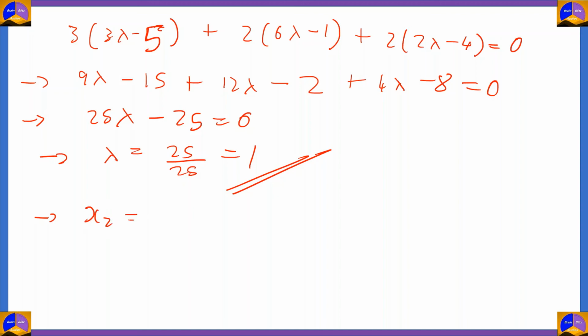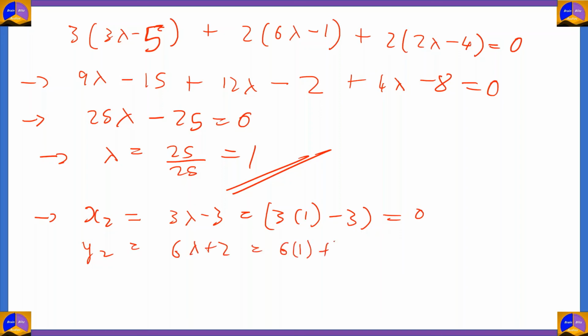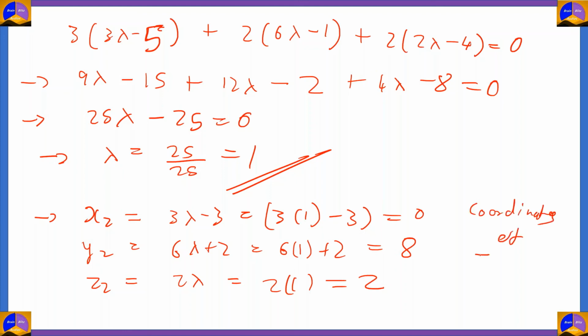So let's plug the value of lambda into the coordinates of T. So x2 is 3 lambda minus 3, which is 3 into 1 minus 3, equal to 0. And y2 is equal to 6 lambda plus 2, that is 6 into 1 plus 2, which is equal to 8. And z2 is equal to 2 lambda, which is 2 into 1, equal to 2. So the coordinates of the point T are 0, 8, and 2.